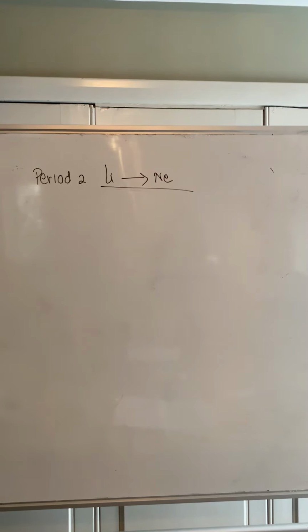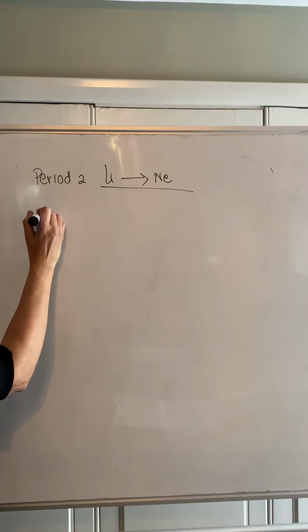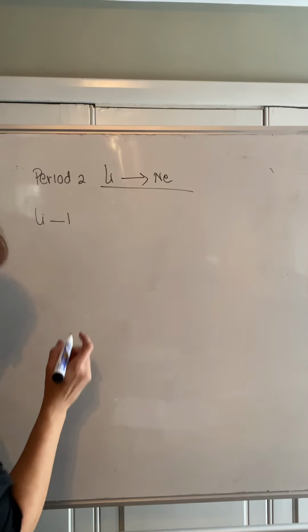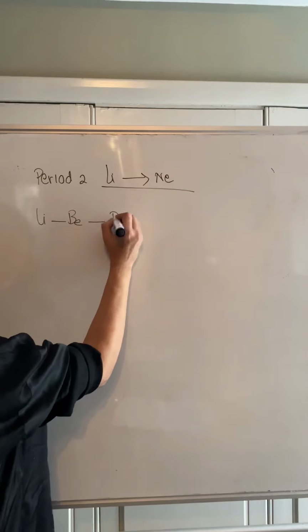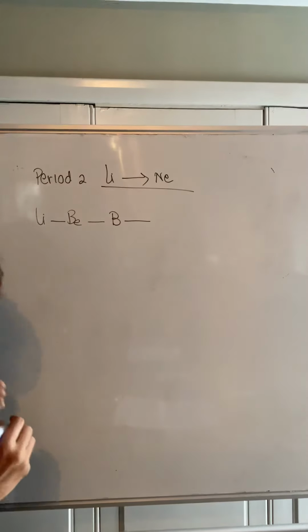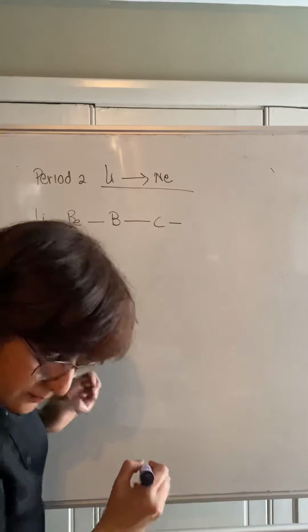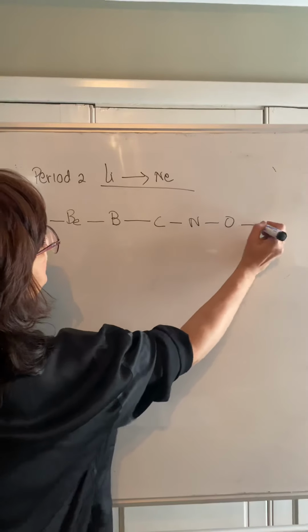Right, I'm going to talk about what happens to ionization energy across period 2. So you start from lithium, beryllium, boron, carbon, nitrogen, oxygen, and fluorine.